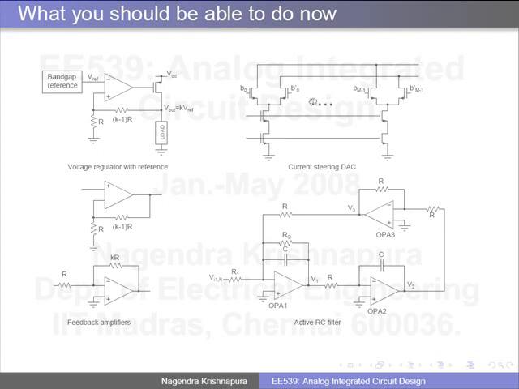And feedback amplifiers, again, you are familiar with. Now you should be able to analyze these for stability with some confidence. And again, I think this is some other familiar circuit. It's a filter using opamps, R's and C's. Now you should be able to put your own opamps here and see how it works. Okay.